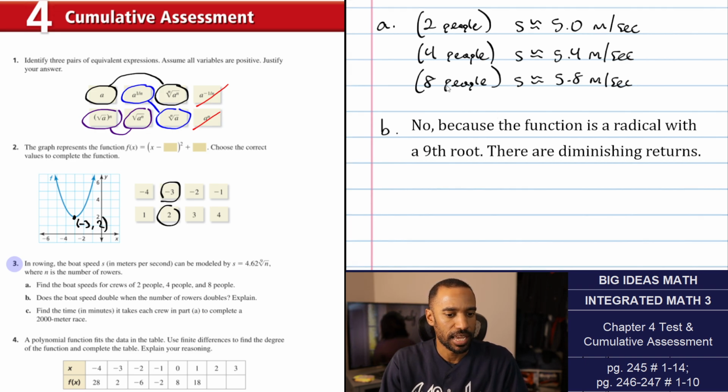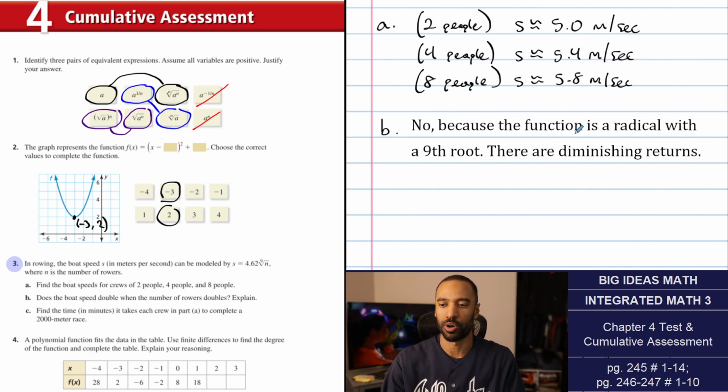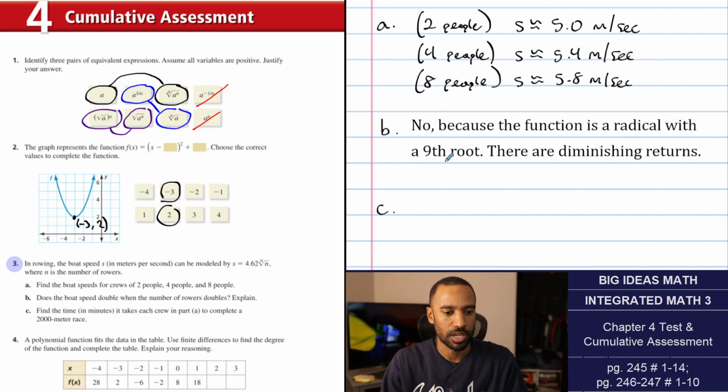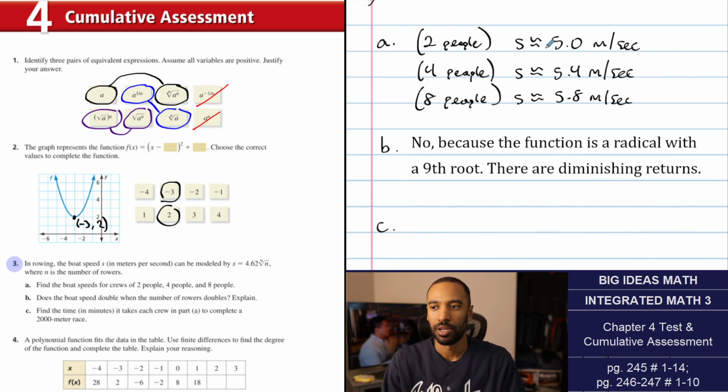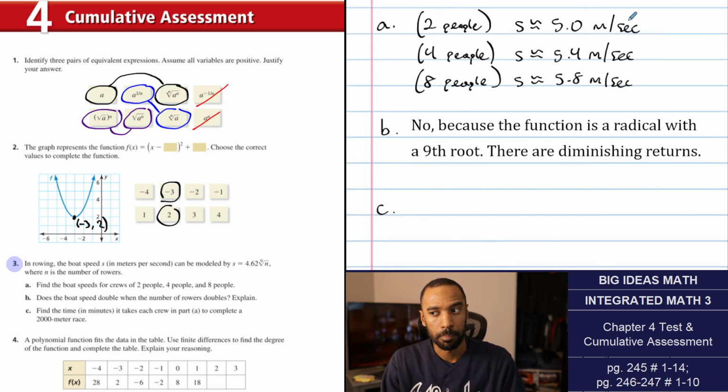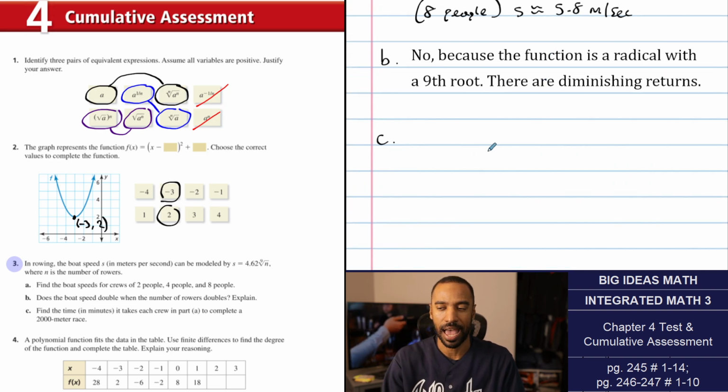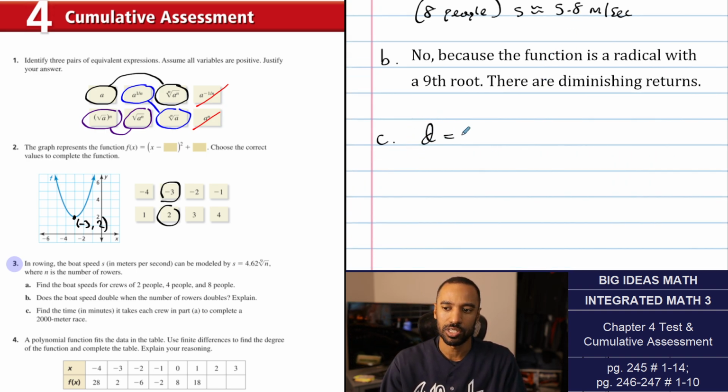Find the time in minutes it takes each crew in part A to complete a 2,000 meter race. Okay, so this one asks you to explore some things when it comes to unit conversions, things like that as well. So find the time it takes each crew in part A. So part A has these numbers here. Now, I rounded them, but these are rates. At least keep that in mind. S is kind of like your R here. Distance equals rate times time, and we're going to find a time based on distance over rate.